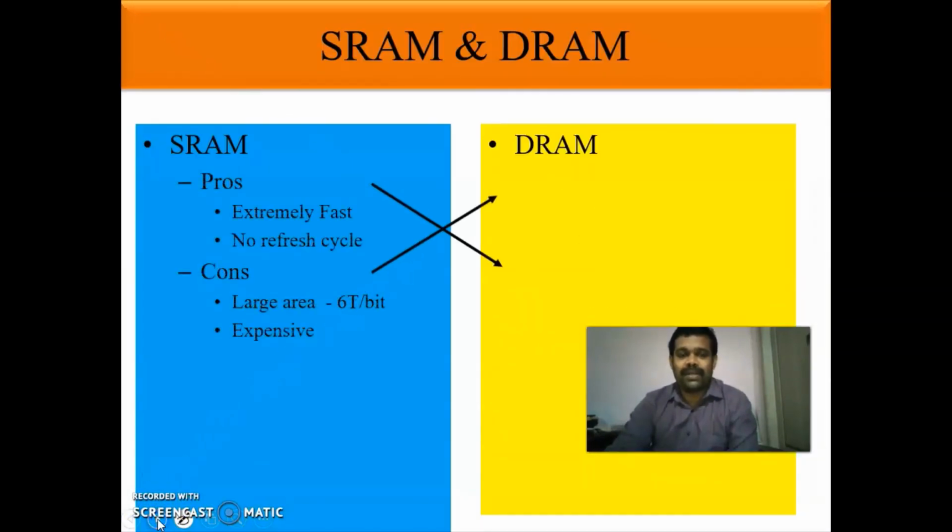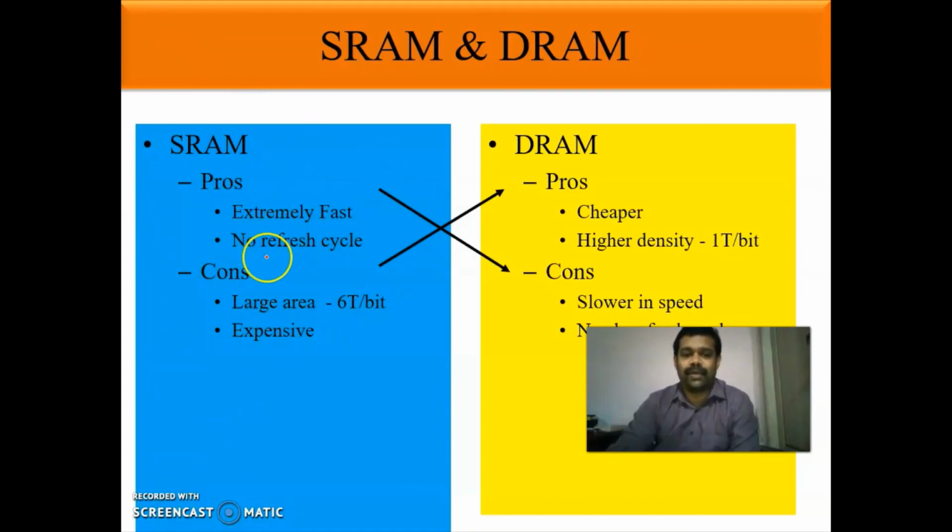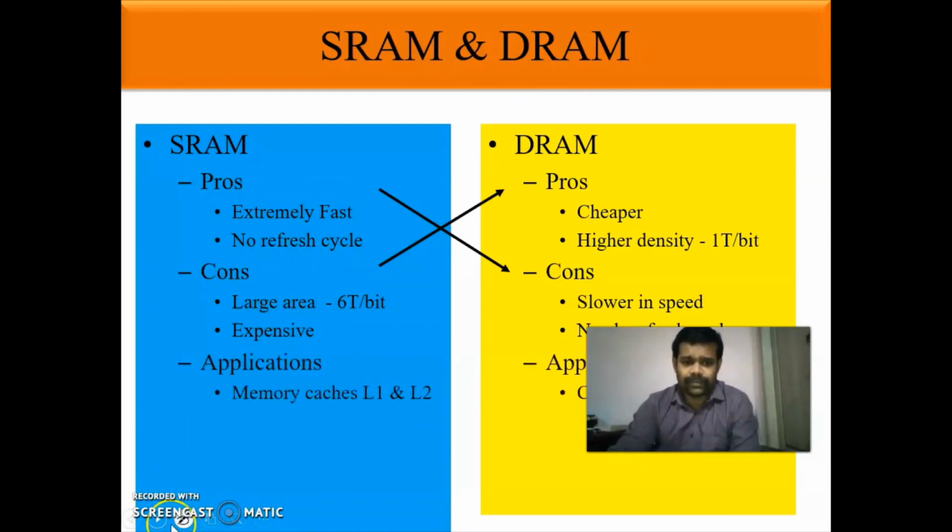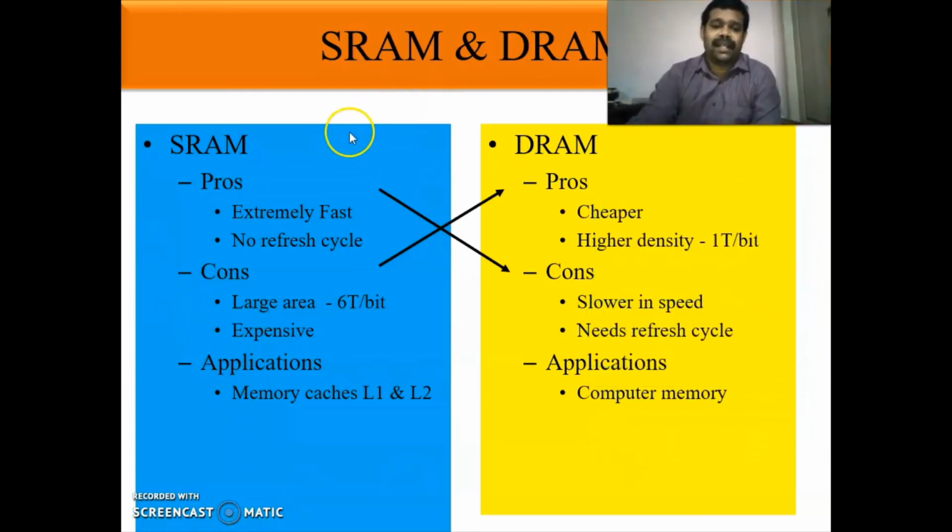Then SRAM is extremely fast, with no refresh cycle. So these are the differences between SRAM and DRAM. DRAM is cheaper and high density, but it is slower in speed, and has a refresh cycle, with application in computer memory. SRAM has application in latches, it needs a large area, and it is expensive. These are the differences between SRAM and DRAM. Speed is slow in DRAM, but it is faster in SRAM.